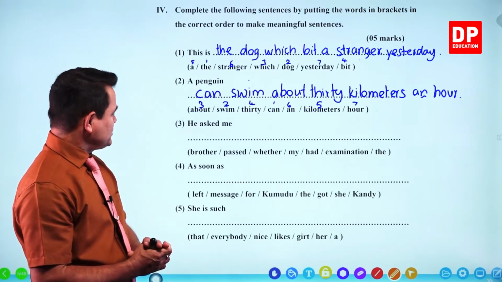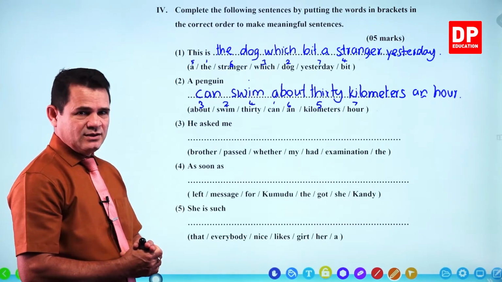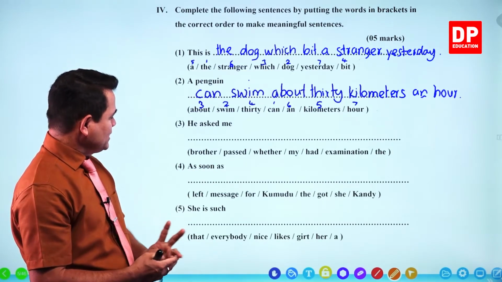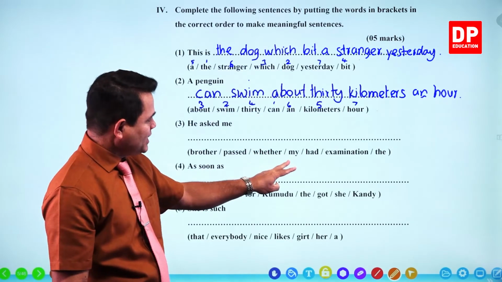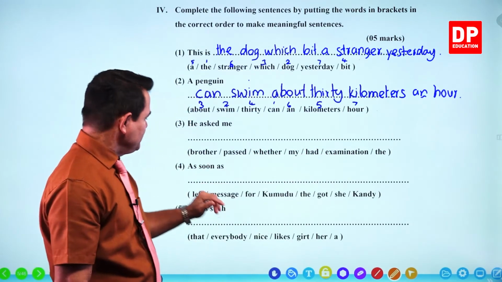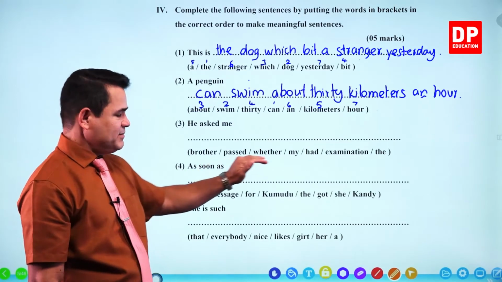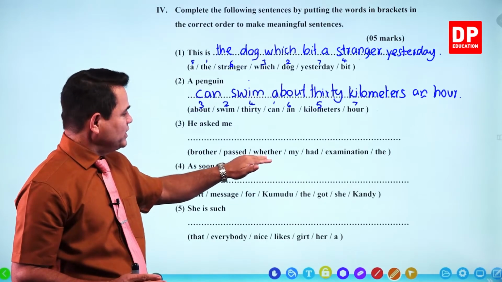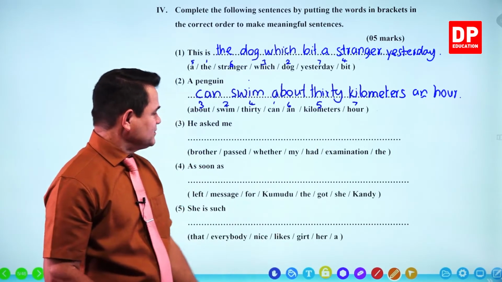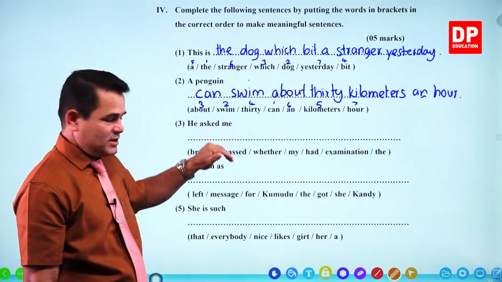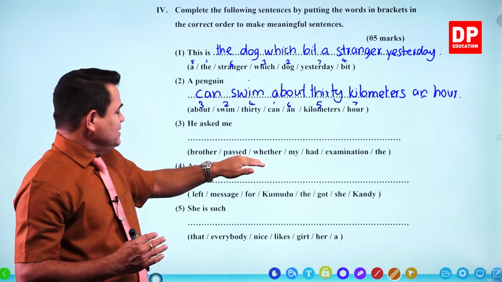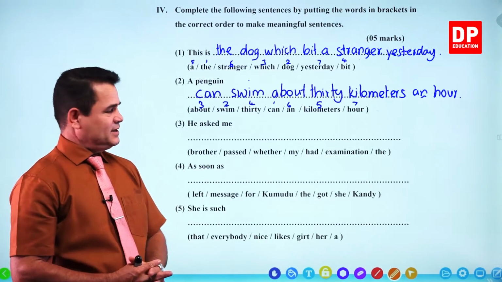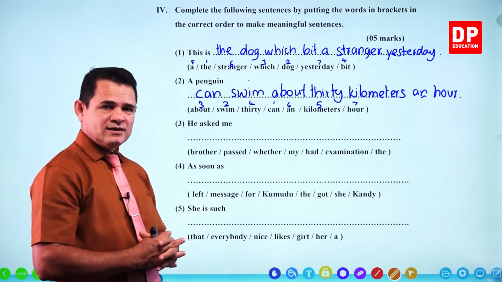Look at the next one: he asked me. Let's see what he asked. Brother passed whether my had examination the. We can understand what this says: he asked me whether my brother had passed the examination. That is the meaning, so let's build the sentence.